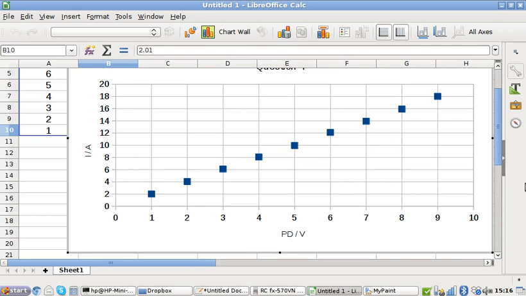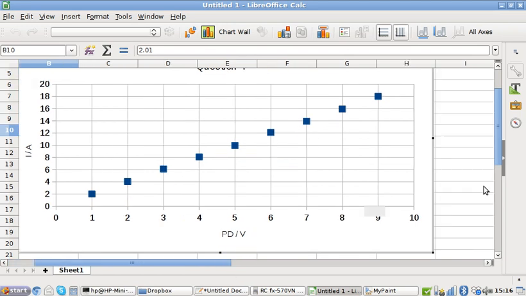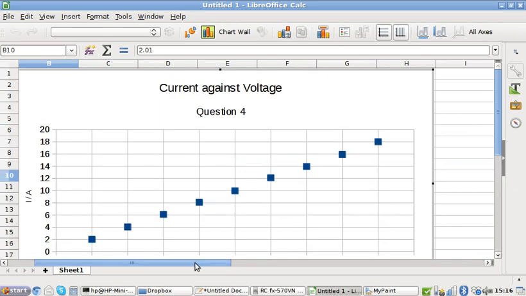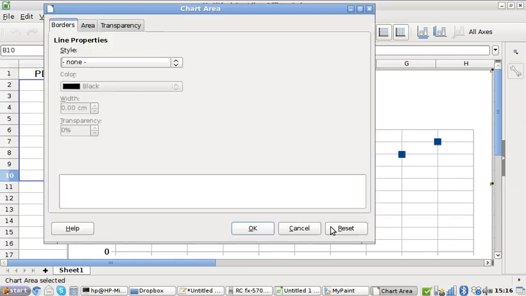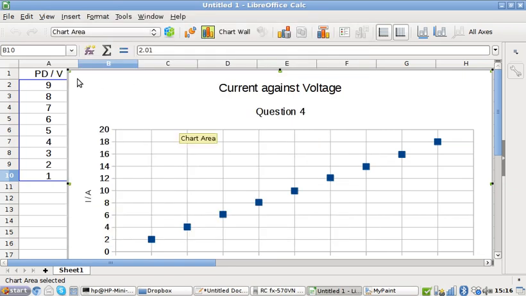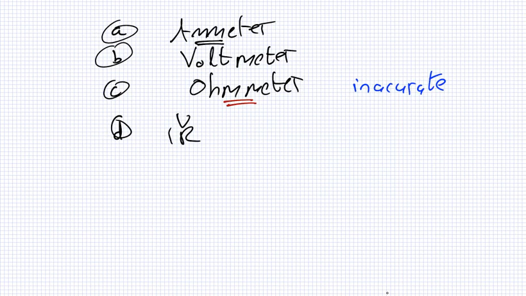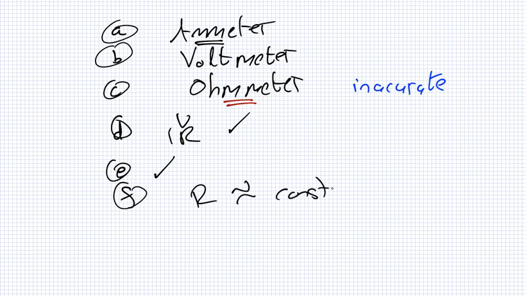So the value of R is roughly speaking a constant, which actually means that the graph will look roughly like a straight line. Now it's important to know that it doesn't have to be a straight line. It's not always a straight line, and it's not exactly a straight line, but in some cases we consider it as being a straight line, and we'll talk more about that later in the chapter. So I've done this and E, I've done that as well, and F, R is roughly constant.